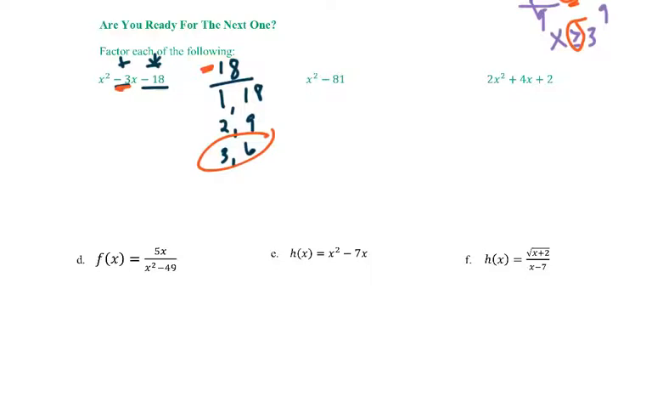So if I have positive 3 and negative 6, they will multiply to get negative 18, and then when you sum them together, you get negative 3. So this factors to x plus 3, x minus 6.